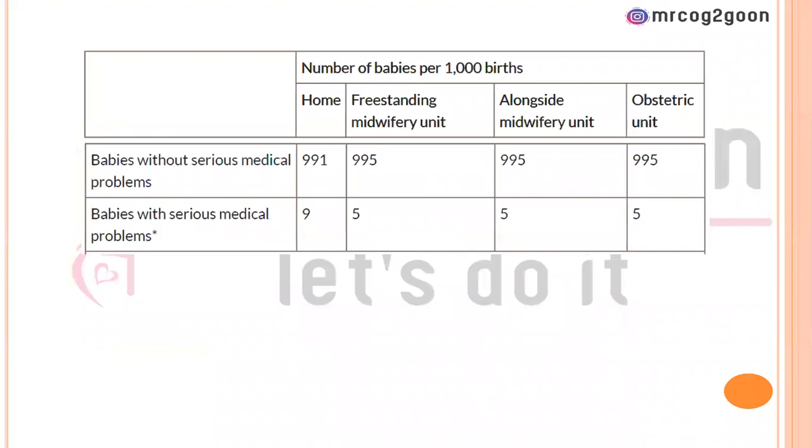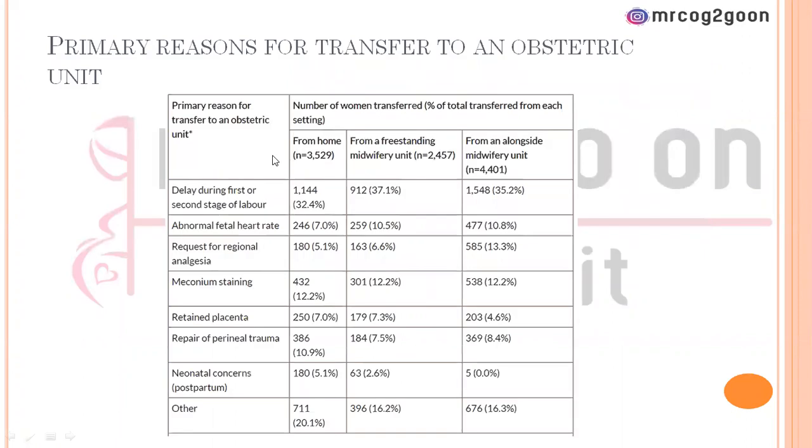This is also very important. Babies with serious medical problems are more at home, with 9 per 1,000, but 5 in the obstetric unit. Okay, so let's go.